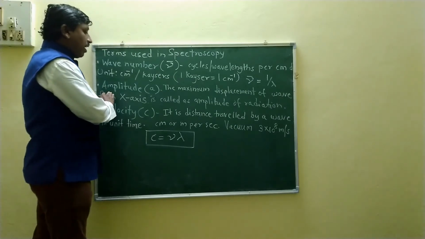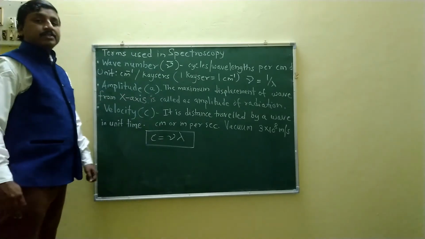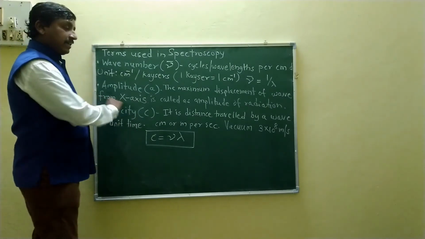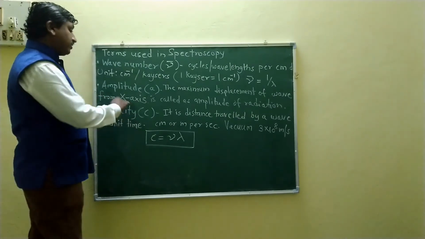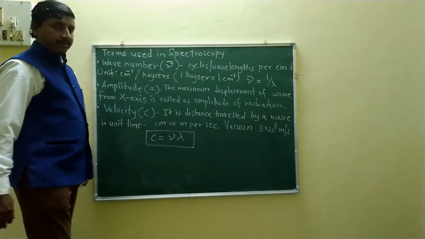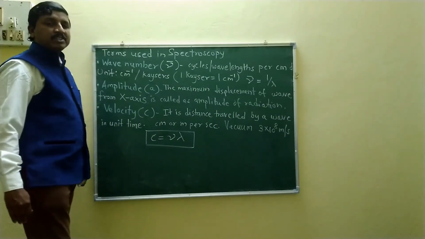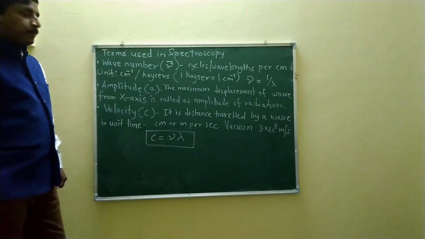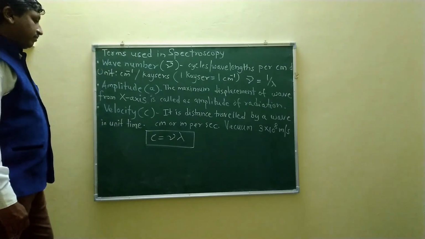Next term, amplitude. It is denoted by the letter A. The maximum displacement of a wave from the x-axis is called the amplitude of radiation.